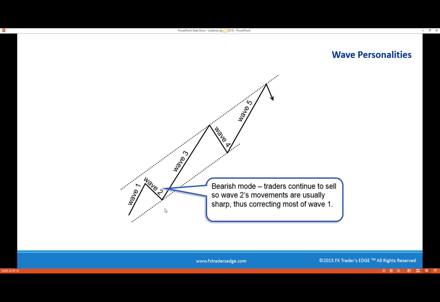And wave 2s are typically steep moves off of wave 1. So the market will move up, and a wave 2 is usually steep because, again, the market thinks we're still in a downtrend, and they're looking to sell the wave 2 moves.